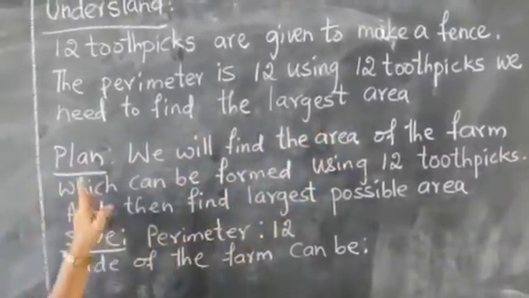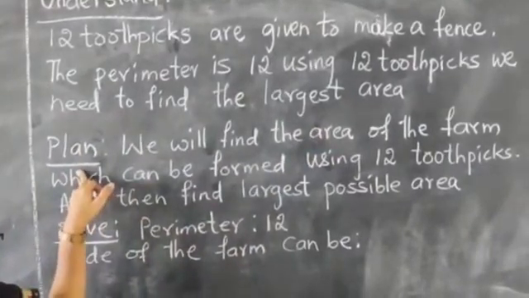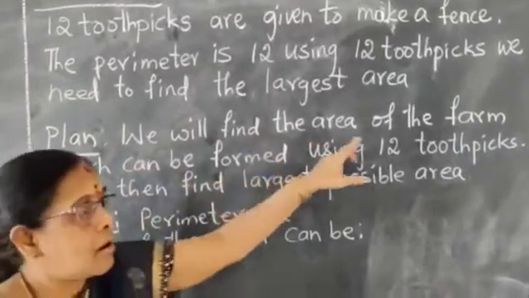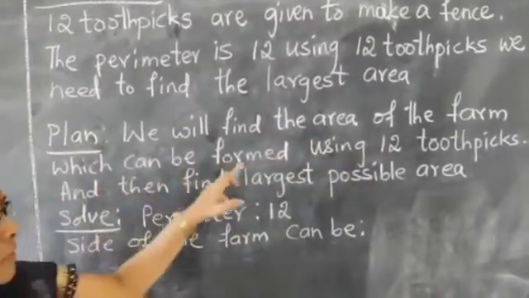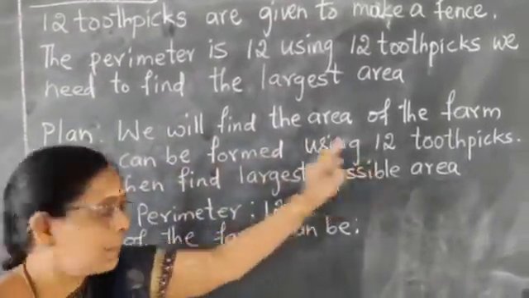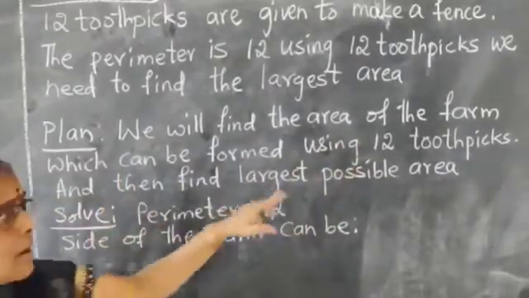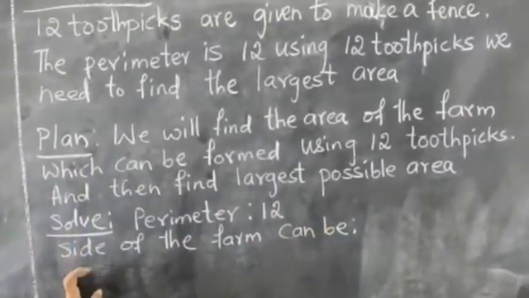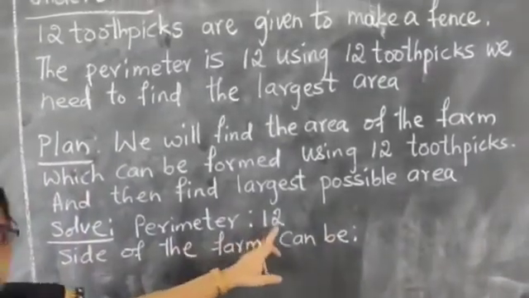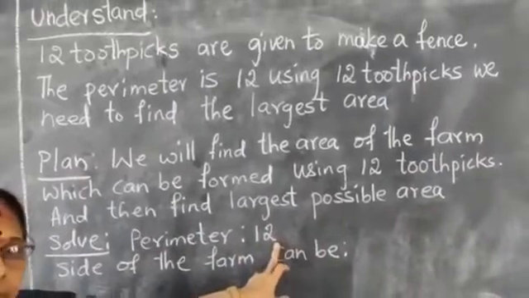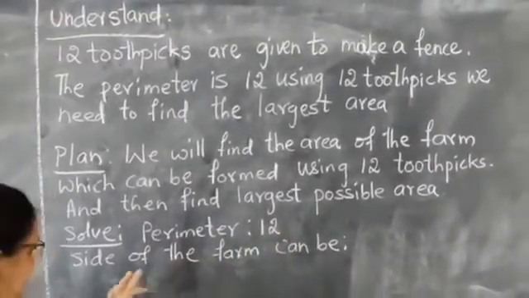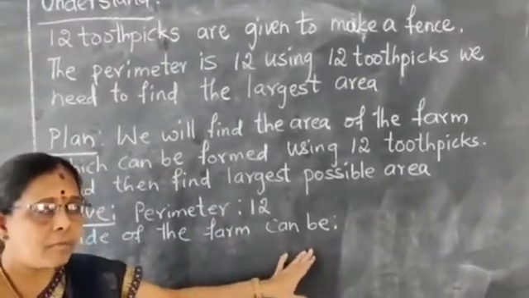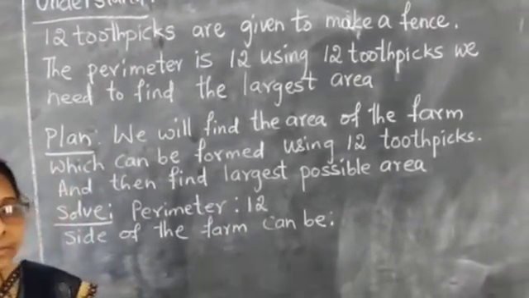Next, plan. What will we have to do in the plan? We will find the area of the farm which can be formed using 12 picks, and then find the largest possible area. Next, solve. We know the perimeter is 12. Now what will we do, children? We will form different shapes with that perimeter.